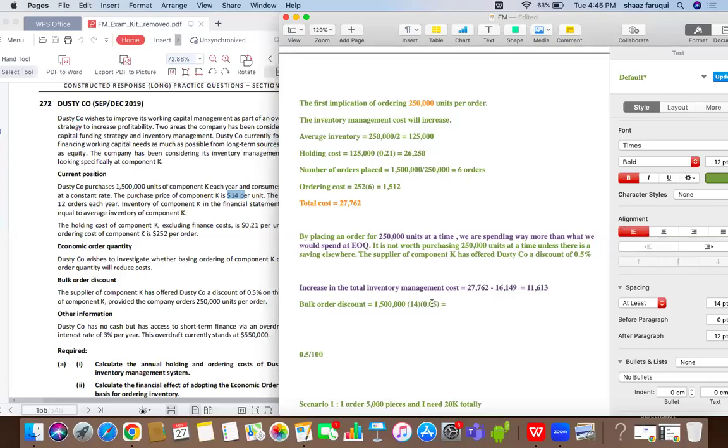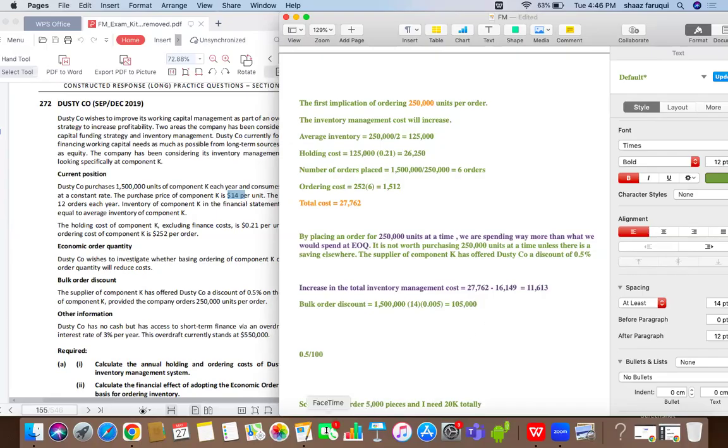Yes, it is 0.005. So who can do this calculation for me? 1.5 million into 14 into 0.005. I'm getting 105,000. So there's a saving of 105,000.